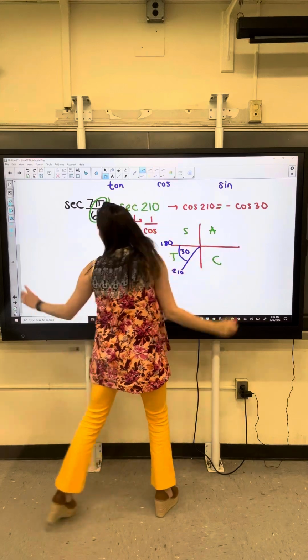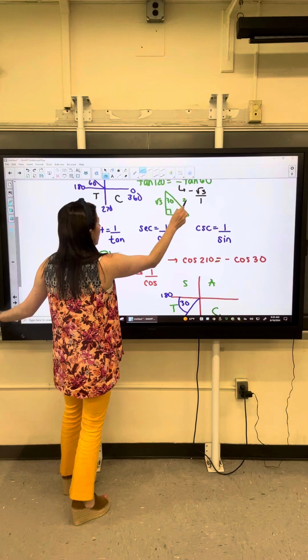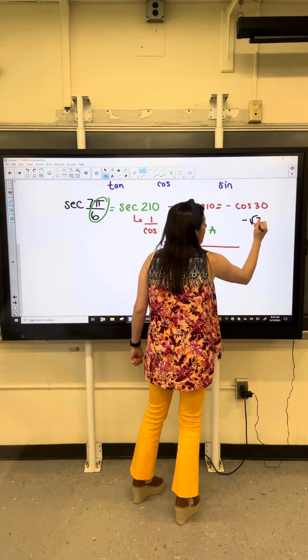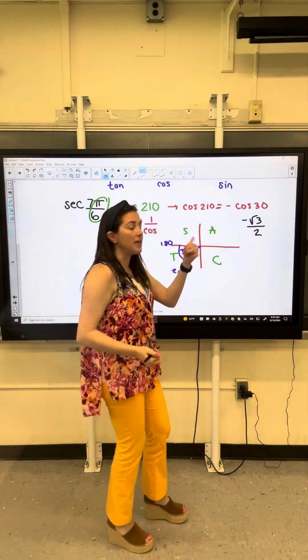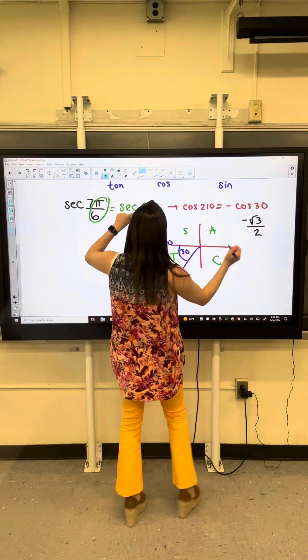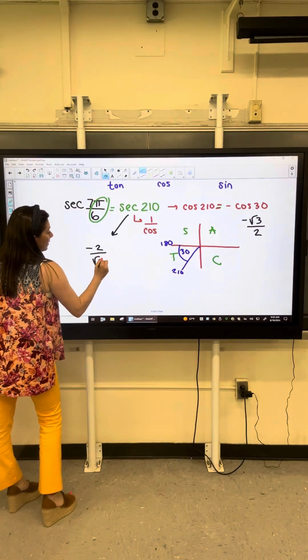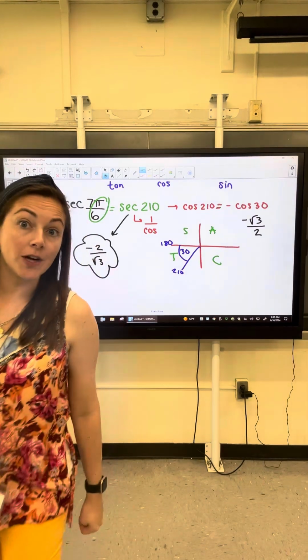Okay, let's find the cosine of 30. I already drew the triangle. Cosine is adjacent over hypotenuse, so it's rad 3 over 2, but it's going to be negative. But that's the cosine of 210. I want the secant, so now we're going to flip it. So now the secant of 210, when I flip it, is going to be negative 2 over rad 3. Okay? Make sure you familiarize yourself with these before you enter AP Calc.